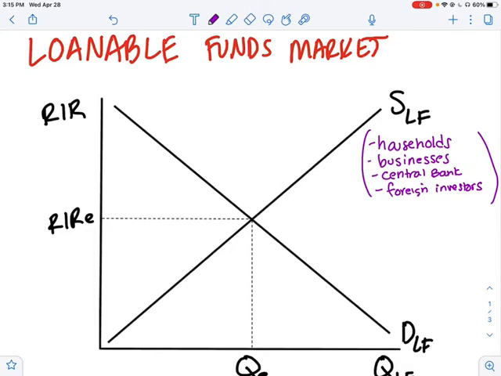So when you think about the suppliers of loanable funds, I want you to think about it in a less fancy way, that the suppliers of loanable funds are just people or entities that are putting money into banks, because the money that banks have available to loan out is only there because a household or a business, the central bank, or a foreign investor has put that money in the bank.